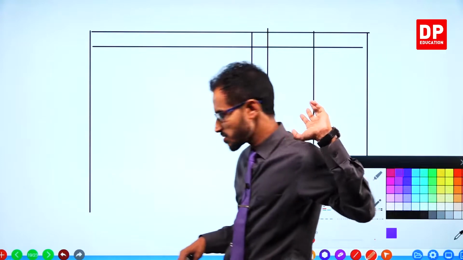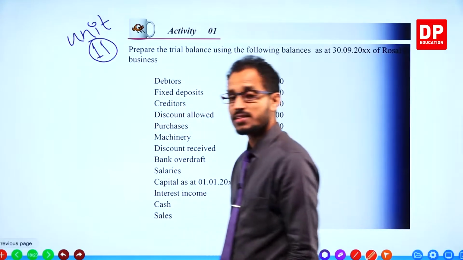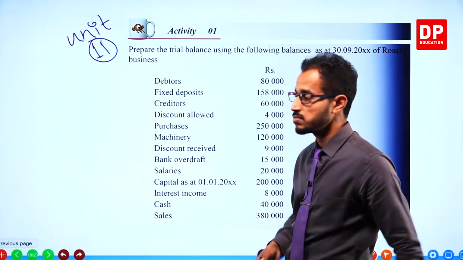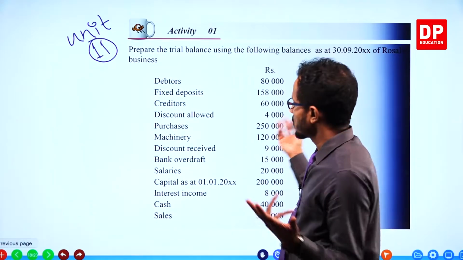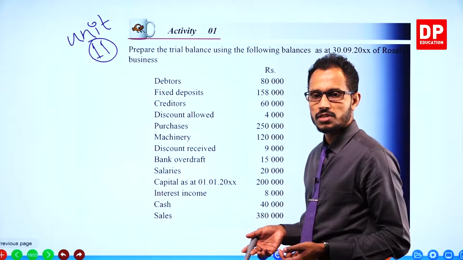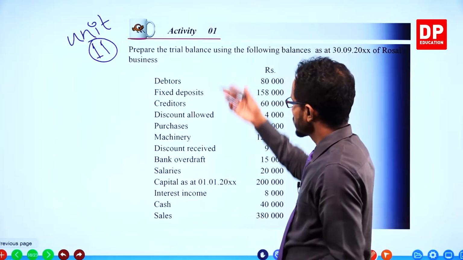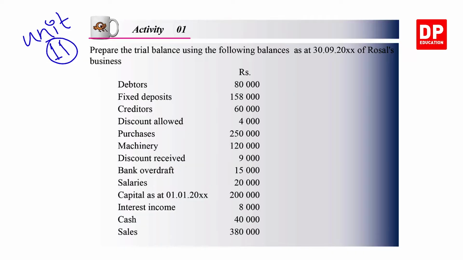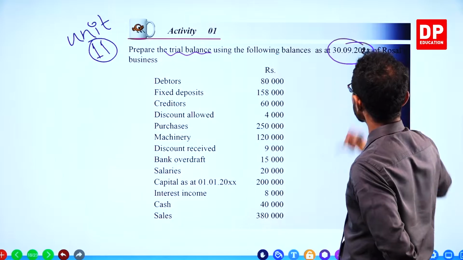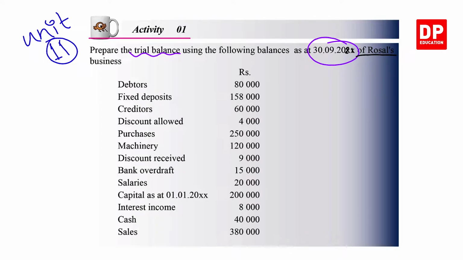That's something that children always forget. They forget the title of the statement. You have to write trial balance. Otherwise, who knows what sort of a table you have drawn. You have to write the name of the table. Table name is trial balance. Prepare the trial balance using the following balances as at 30th September 2021 of Rosal's business.